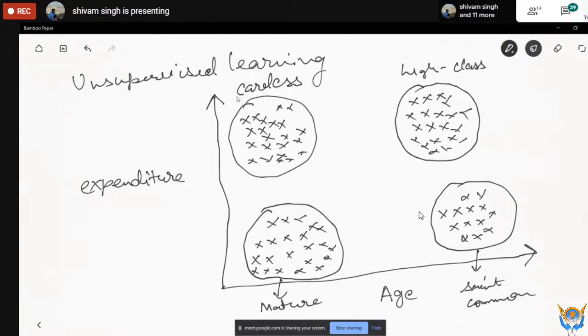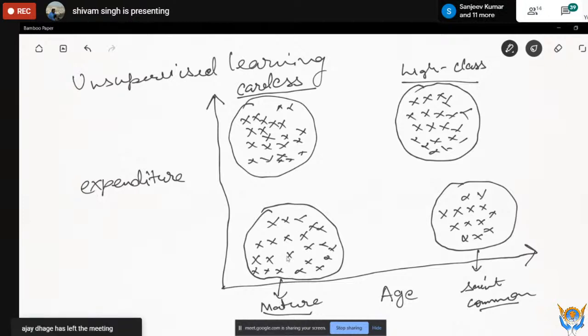Okay, so we don't have these labels, like we don't have this careless label, this mature label, this middle class label, or this high class label, but we basically labeled them after clustering them. Okay, so हमने क्या किया, हमने basically same kind of people के जिनकी property basically match करे थे, उनको एक साथ रखा, उनको एक साथ cluster किया, and then we labeled that cluster. Okay, so after making a cluster we just label them. Okay, so this is called unsupervised learning.